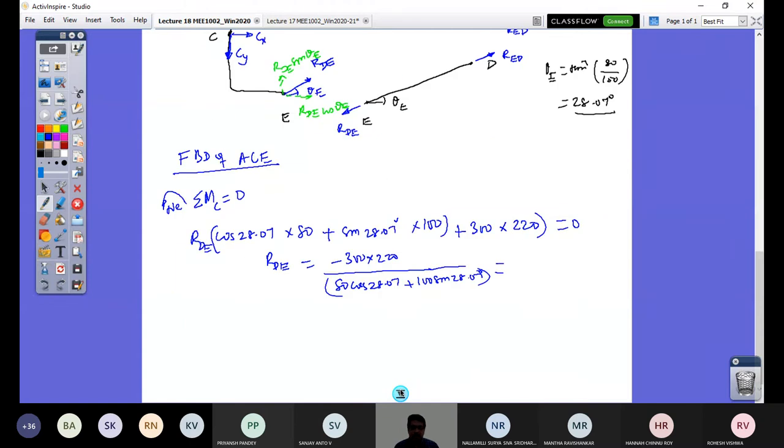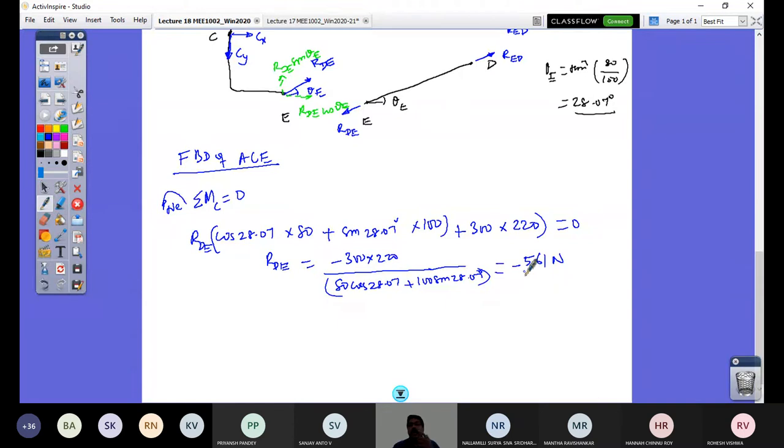So when I solve this, 80 into cos 28.07 plus 100 into sine 28.07 is equal to 117.6. So the reciprocal value of this multiplied by 300 into 220 is going to be 561. So minus 561 newton. So what do you mean by this minus sign?